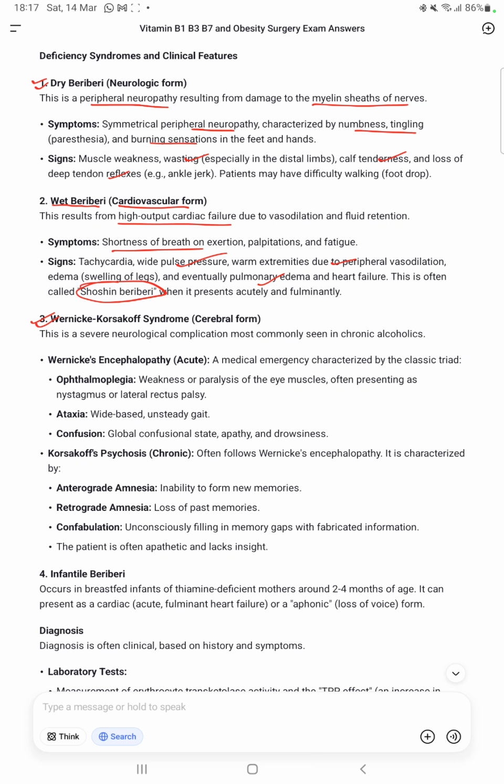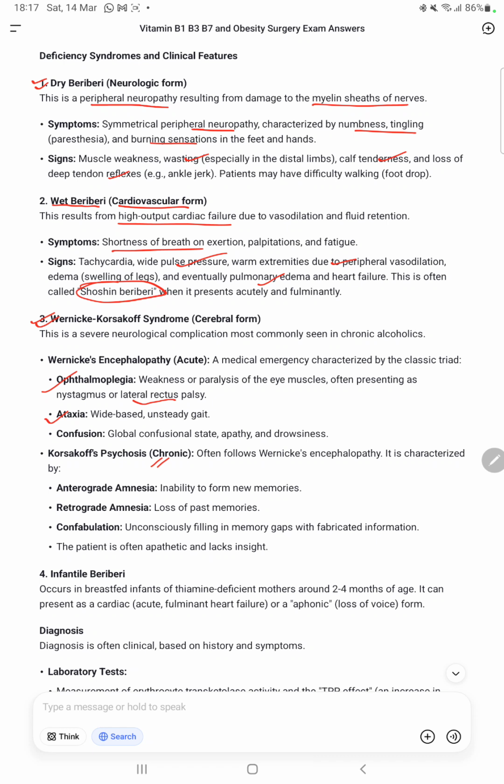So here Wernicke's encephalopathy, which is an acute medical emergency, is characterized by this triad, that is GOA. G is global confusion. Then O stands for ophthalmoplegia, due to the weakness or paralysis of the eye muscles. Mostly there is a sixth nerve palsy, that is lateral rectus muscle palsy. And A is ataxia, which is a wide-based and unsteady gait.